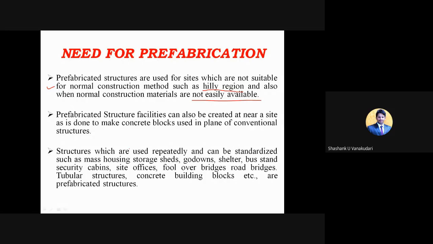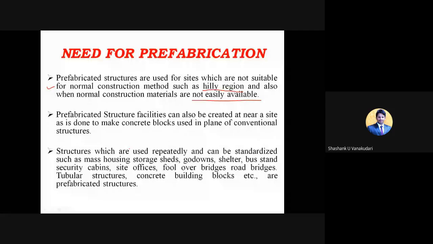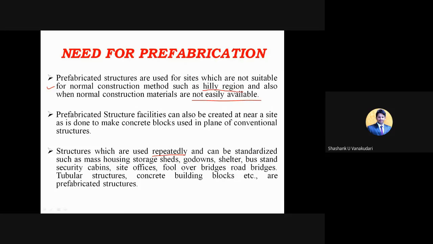They just need to place the required mold size, I mean the similar mold sizes, and then they go on installing, placing the concrete or building blocks, and then they manufacture. So the process will be similar when you have the same size of structural elements. So that time, where the structures are repeatedly used and can be standardized, such as mass housing and storage sheds.